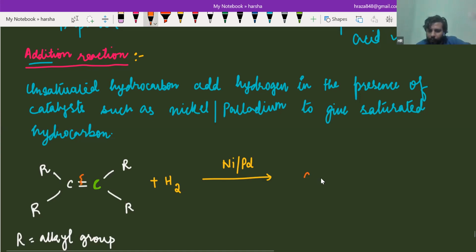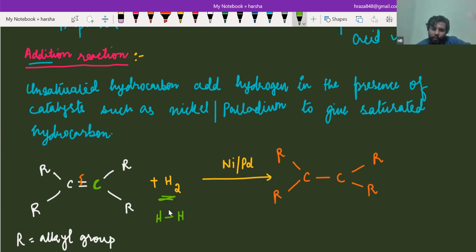You are going to break one of the bonds between the carbons, and now you can see each carbon is making only three bonds. Now you have H2, I'm writing it like this, and this will be broken, and the hydrogen will be distributed to the carbons in this way. In this way hydrogen is added, and in this reaction addition of hydrogen to an unsaturated hydrocarbon took place. That's why this reaction is known as an addition reaction.